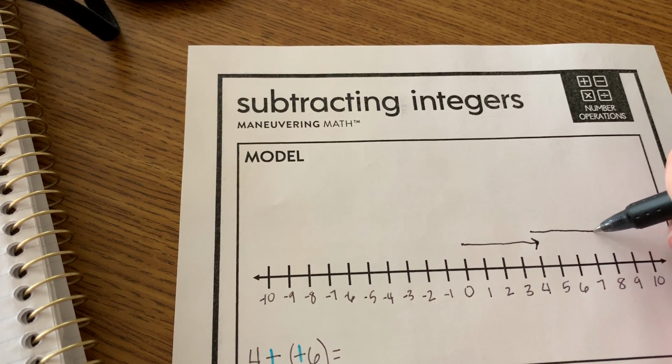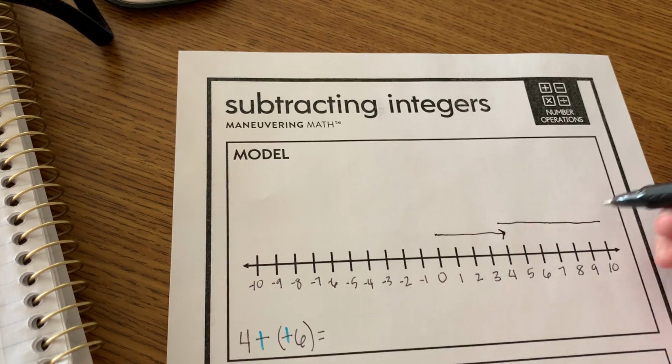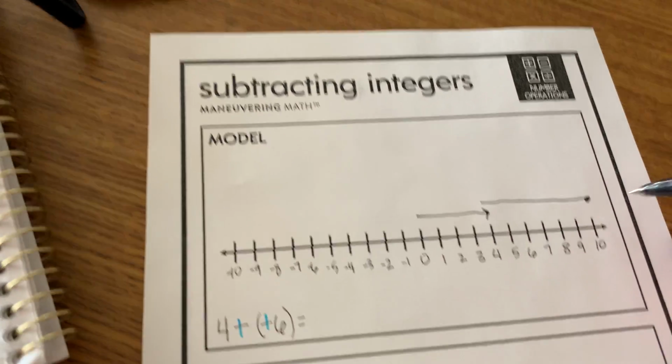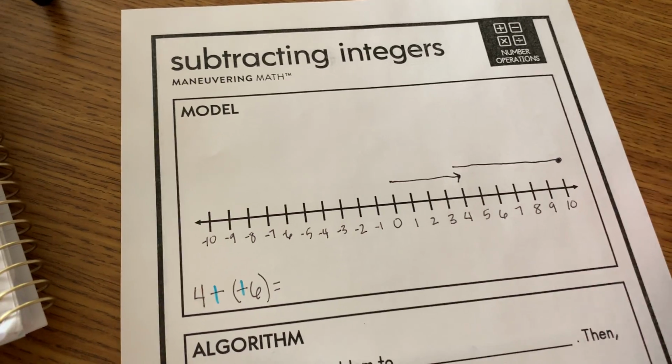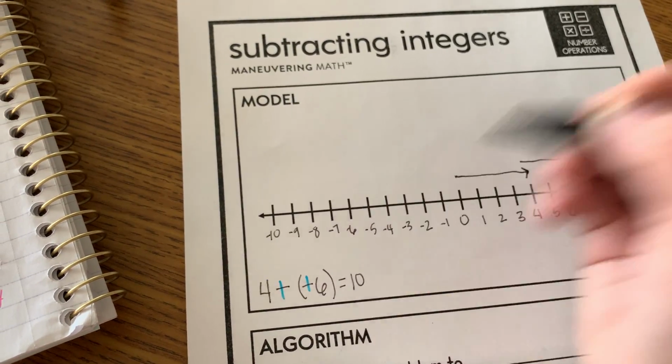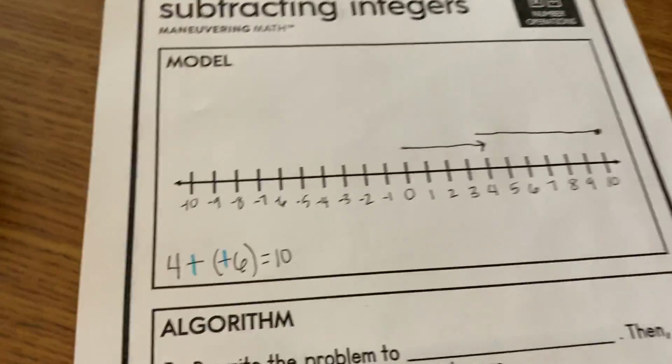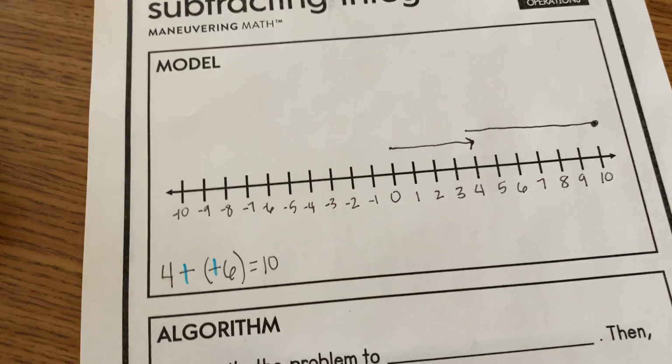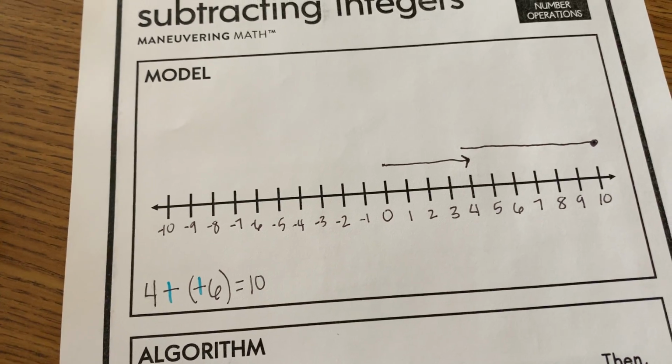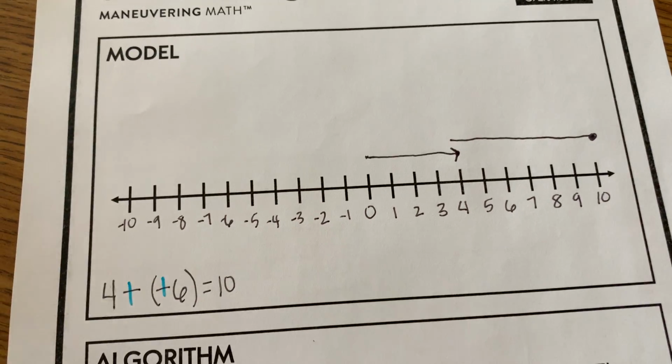1, 2, 3, 4, 5, 6. I'm gonna do a dot here. So that this lands us on 10. So now my answer here is 10. Okay, I'm not gonna highlight this example. I'm gonna leave this one as my blank one. Okay, let's do another example.